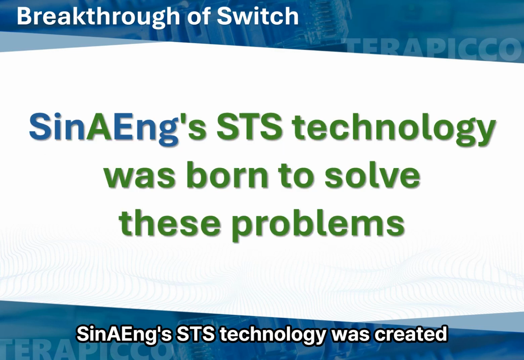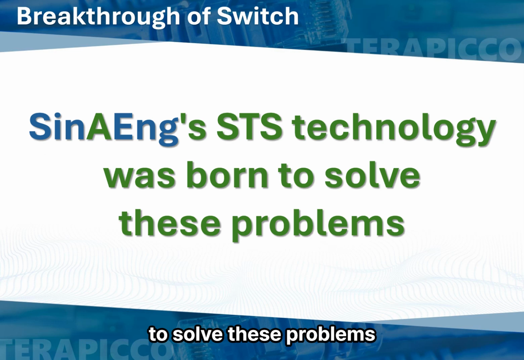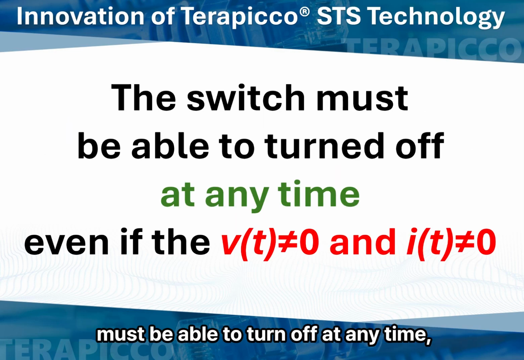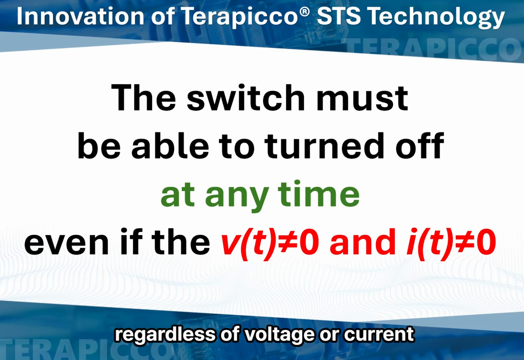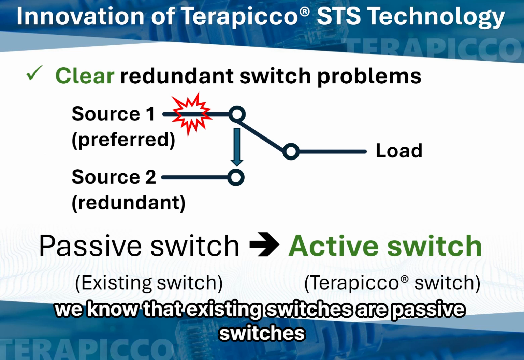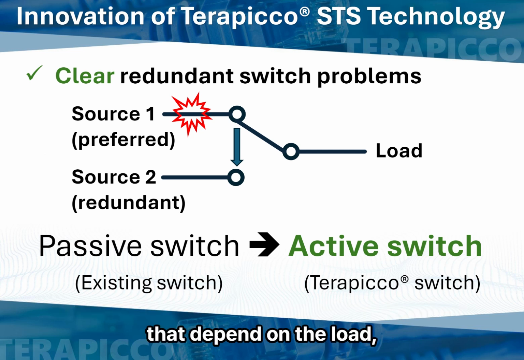Sinang's STS technology was created to solve these problems. The goal we are pursuing is that the switch must be able to turn off at any time, regardless of voltage or current. In redundant power supply, we know that existing switches are passive switches that depend on the load.